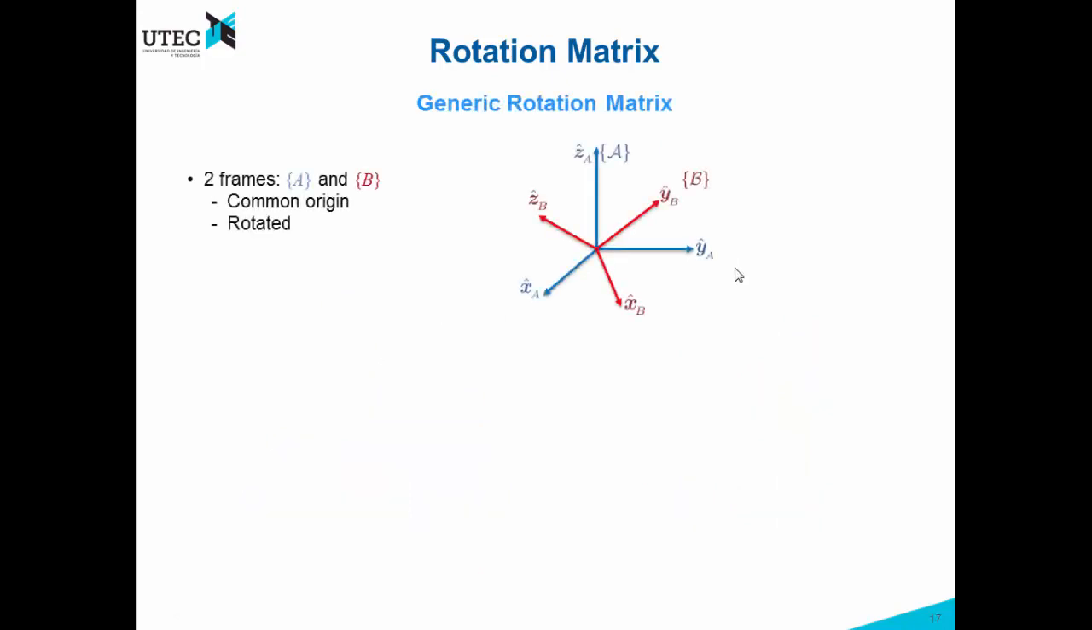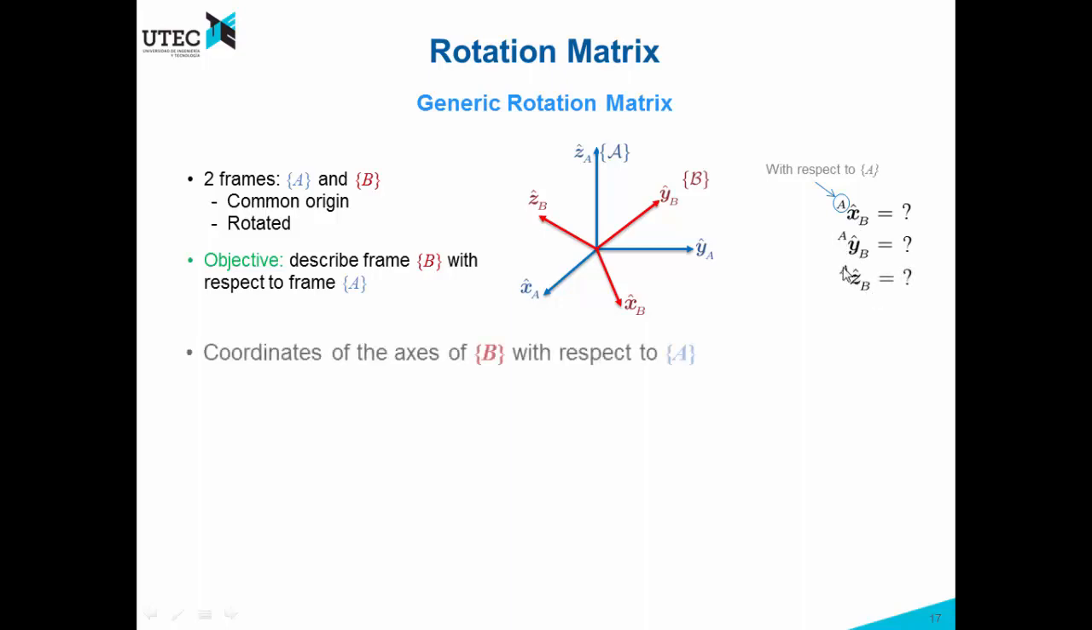So the generic rotation matrix can be derived as follows. Let's consider two frames, A and B, the blue one and the red one. They have a common origin, as you can see here, but they are rotated one with respect to the other. The objective is to describe frame B, the red one, with respect to frame A, the blue one. We just saw that a frame is completely described by its axis. So if we are able to describe the axis of B in terms of A, we are done. So we want this XB in the frame A, YB in frame A, and ZB in frame A.